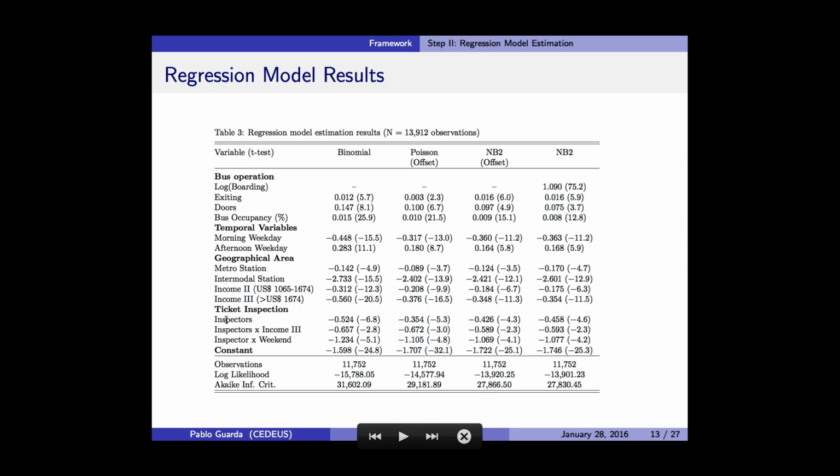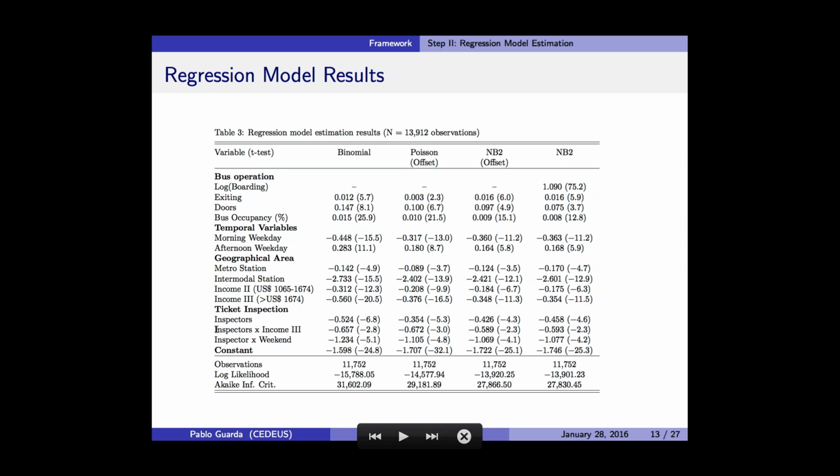Then some variables to control for the effect of ticket inspection. First, just a dummy variable if there are ticket inspectors monitoring at the bus stop, and then an interaction between inspectors, if there are ticket inspectors, but also the observation was collected in a high income area in Santiago. This is interesting because this inspector cannot deter evaders. So if there are hard evaders, which are people who are going to evade the ticket even if someone is trying to stop them, then just ticket inspectors are not going to be very effective.